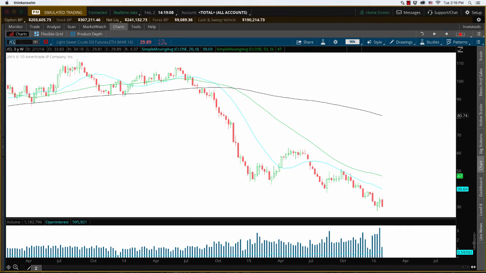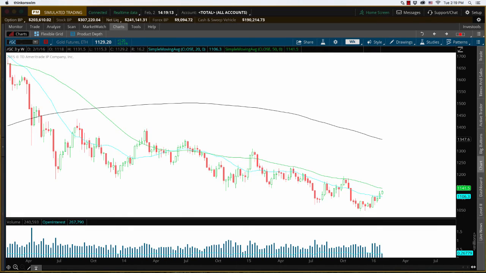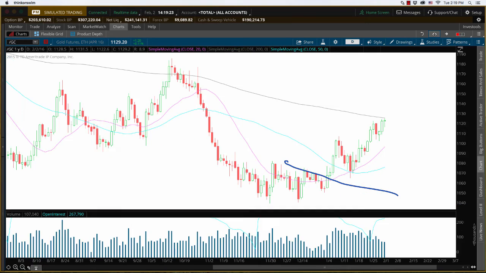Let's take a quick look at the gold contract, GC. And from a weekly perspective, still in a downtrend. We talked about that being near the top of the resistance zone. So watch out. But otherwise, I think I like gold in general, kind of showing some bullishness.